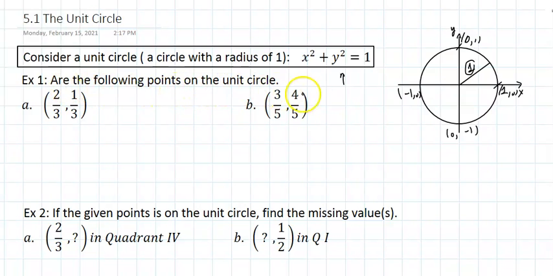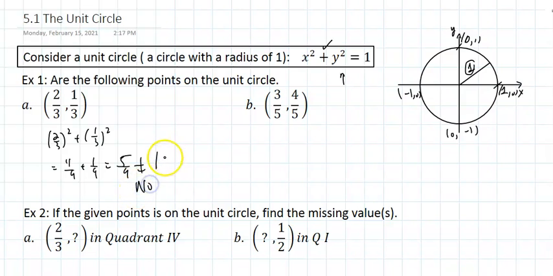Are the following points on the unit circle? What are they asking? They're asking, would x squared plus y squared equal 1? Take 2/3 and square it, plus 1/3 and square it, and see what you get. 4/9 plus 1/9, that is 5/9, which doesn't equal 1, so no. This point is not on the circle.